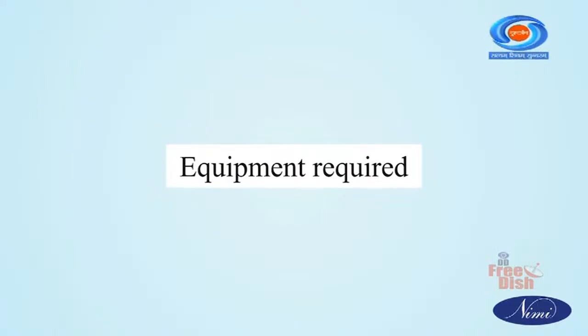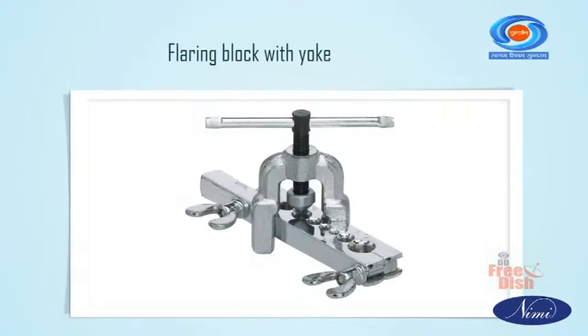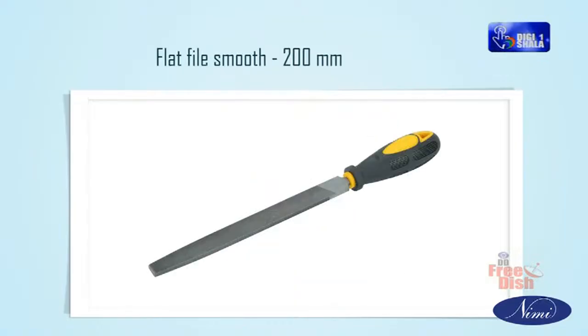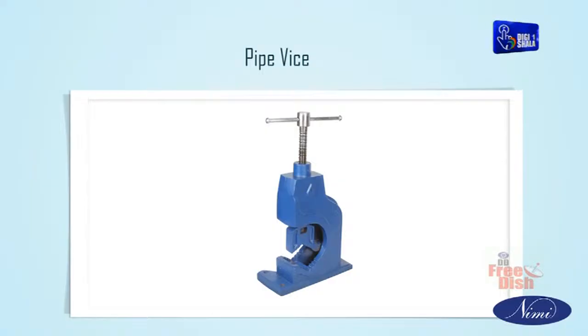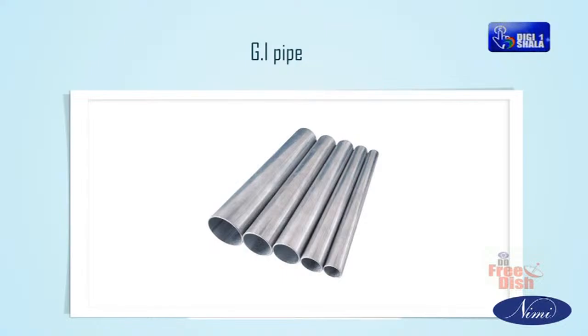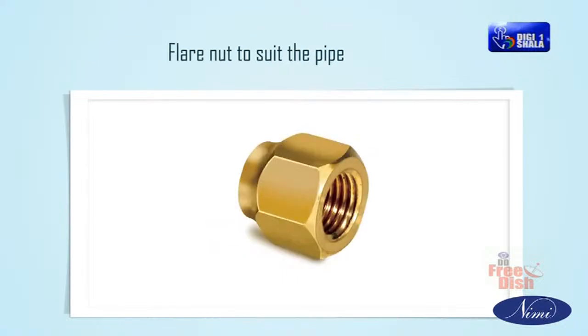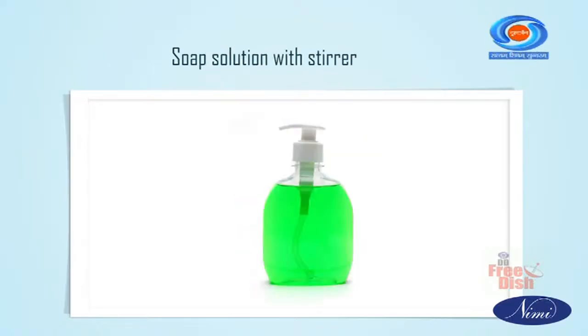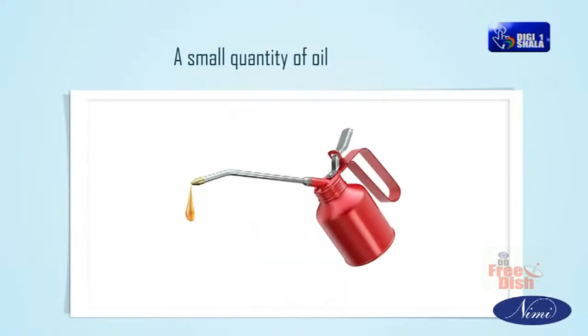Equipment required: flaring block with yoke, flat file smooth 200 mm, pipe vise. Materials required: GI pipe, flare nut to suit the pipe, thread seal tape, soap solution with stirrer, a small quantity of oil.